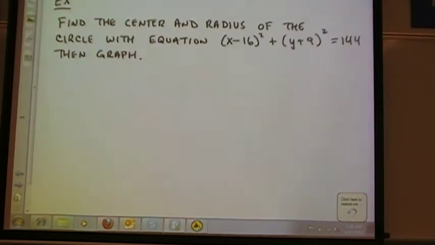One more. Find the center and the radius of the circle, so you're given the equation this time. And you have to find the center and the radius and then graph. So just by looking at it, what is your center? (16, -9). Good. And what is your radius? 12. How did you get that? You take the square root of 144 to get the radius. All right, now to graph this.